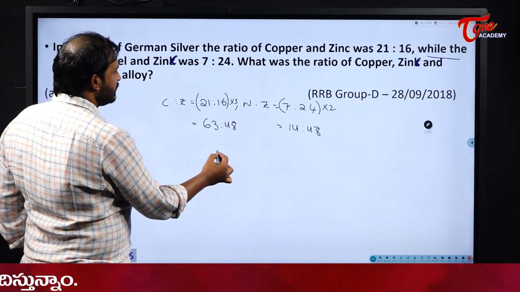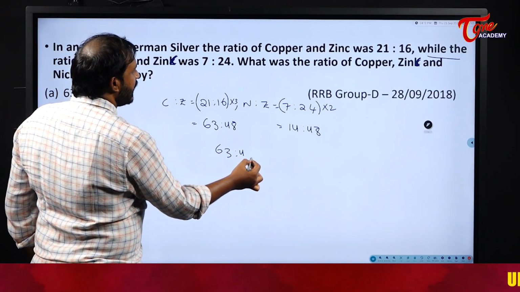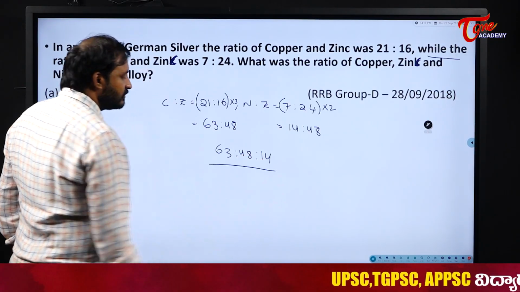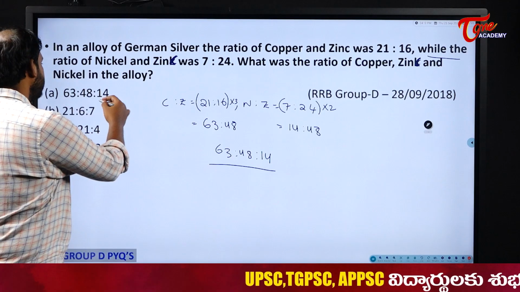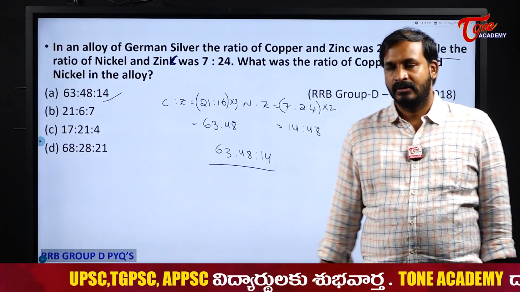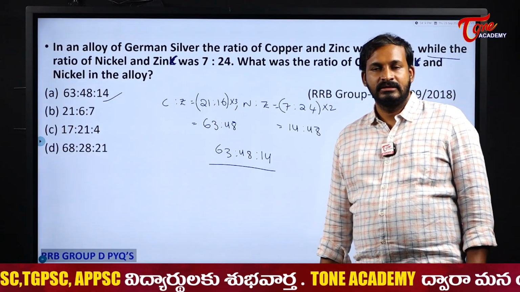And they are asking us the ratio between all three. Copper is how much? 63. Zinc is how much? 48. And nickel is how much? 14. So 63:48:14 will be our answer here. Okay, right? Next one.